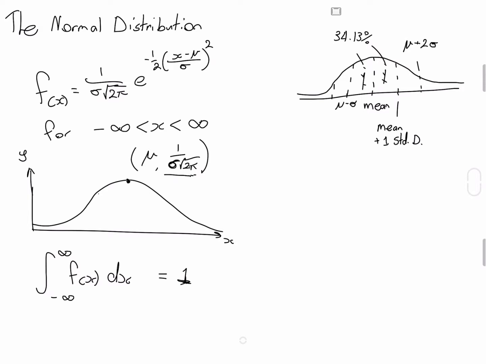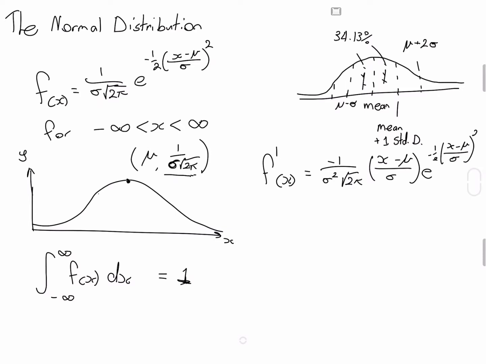And actually, I'm going to write down what the first and second derivatives of this function look like. So, the first derivative looks something like this, where it's minus 1 over our standard deviation squared, 2 pi, x minus our mean over our standard deviation, e to the power of minus a half, x minus our mean over our standard deviation, all squared.